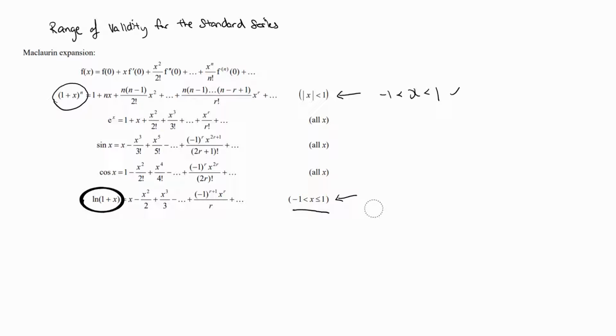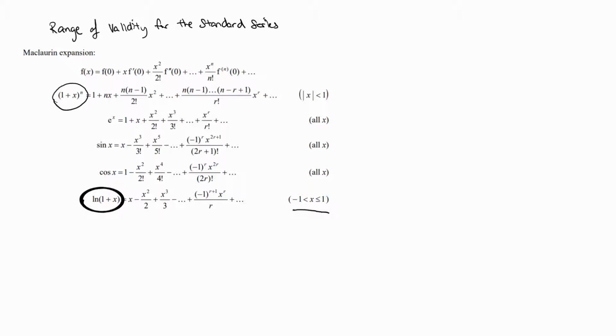Now why is this important? I want you to pay attention to these, because sometimes there might be a 1 or 2 mark question in your exams that might actually ask you for the range of validity for your expansion. And how does it work?